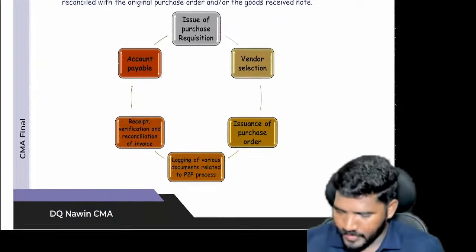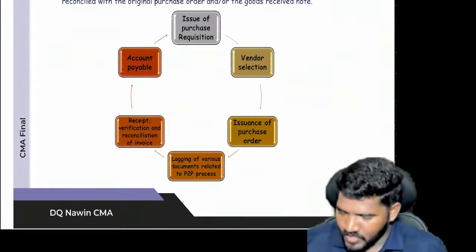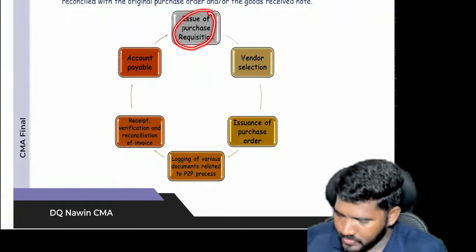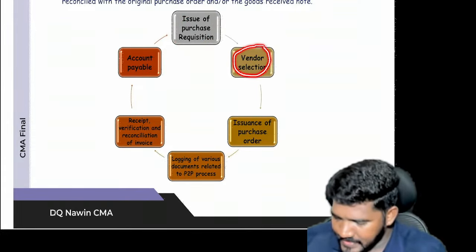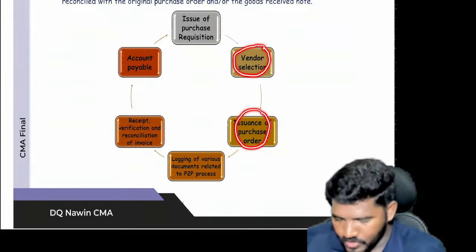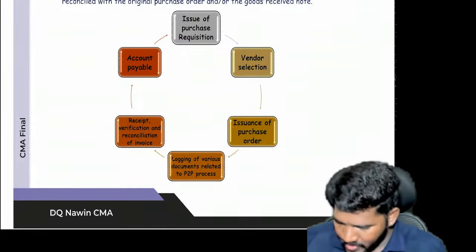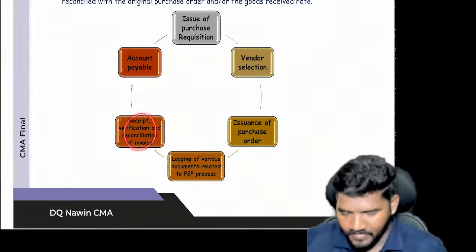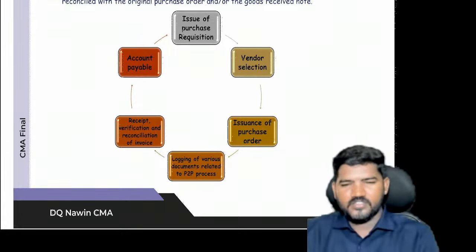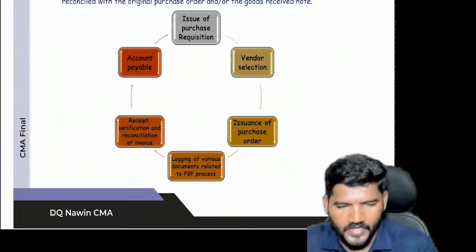Okay. Now you can observe the diagram, you will get more clarity. Issue of purchase requisition after vendor selection, issue of purchase order to the vendor, logging of various documents related to the P2P process, receipt, verification and reconciliation of the invoice, accounts payable department. That is only what I told.